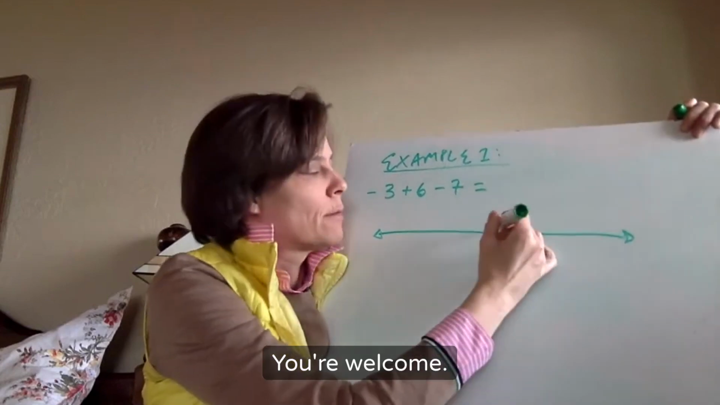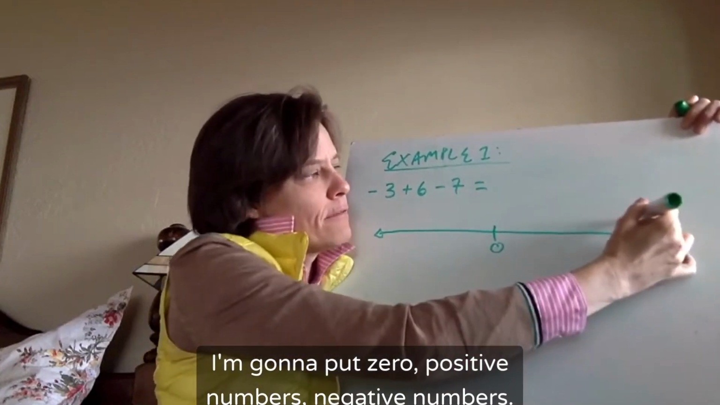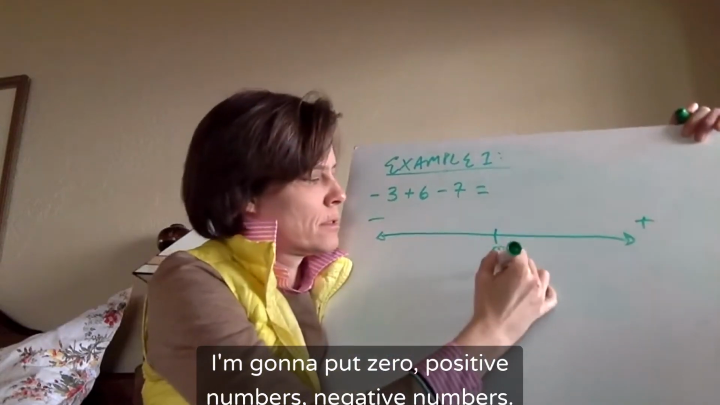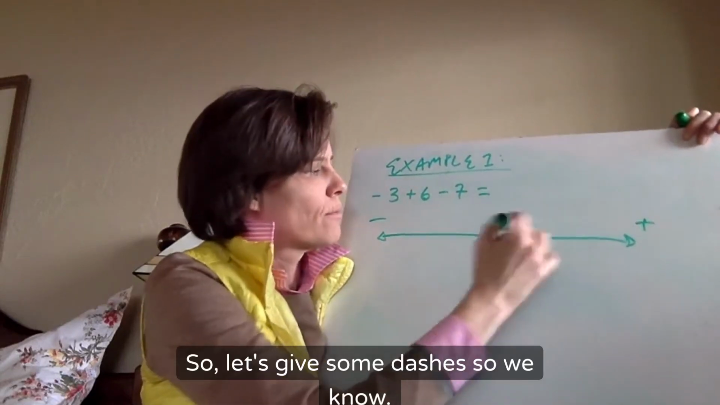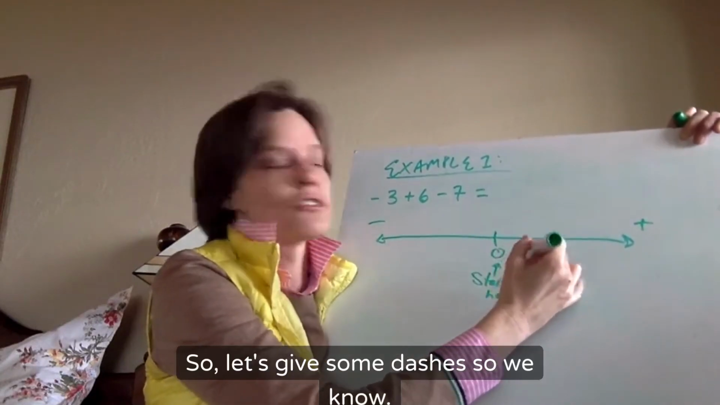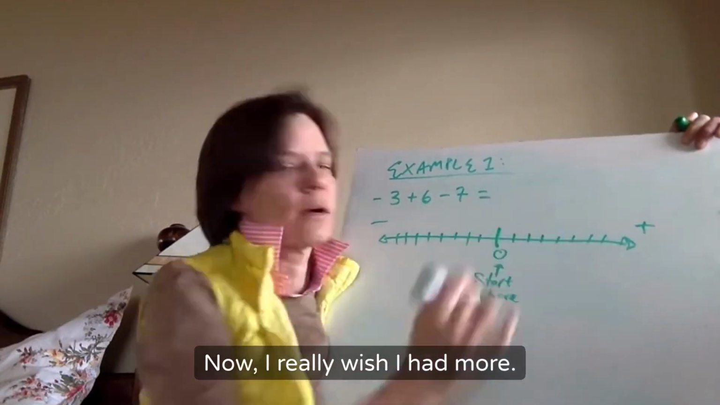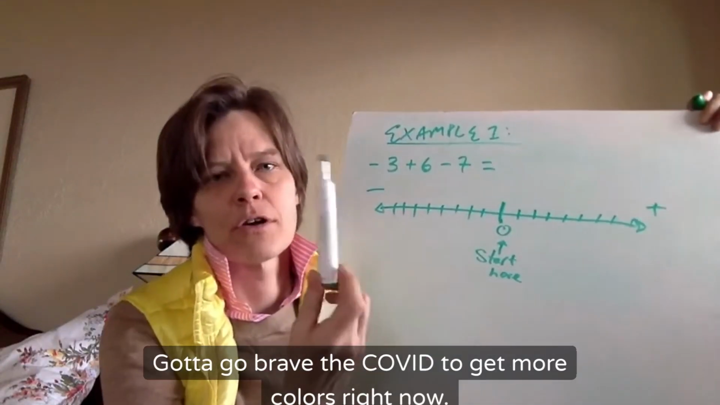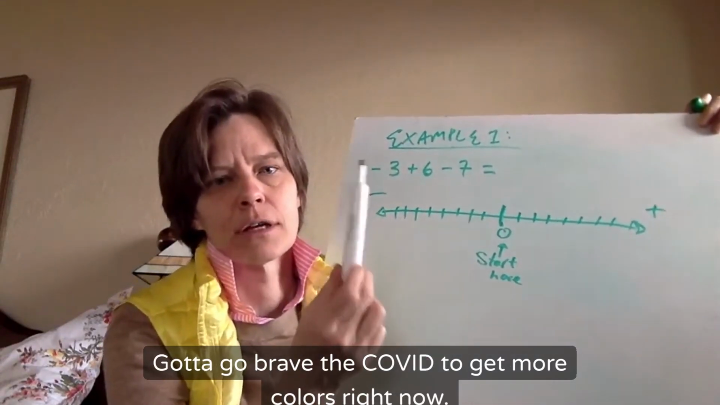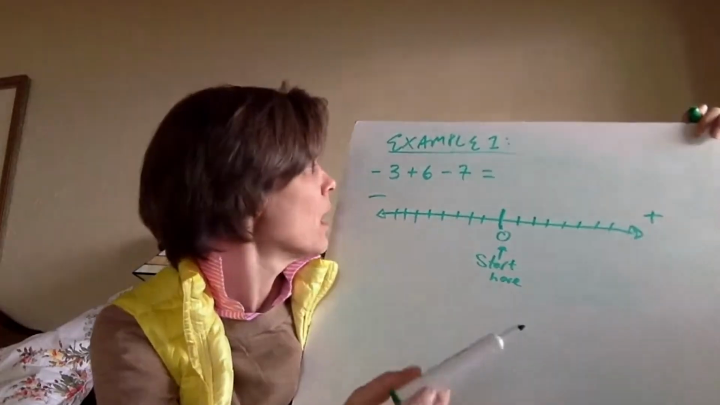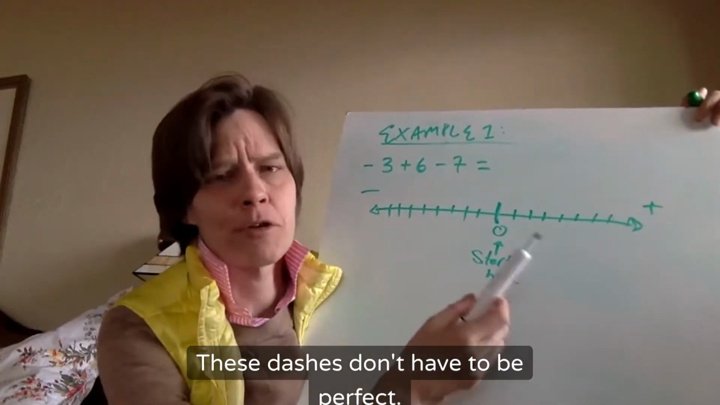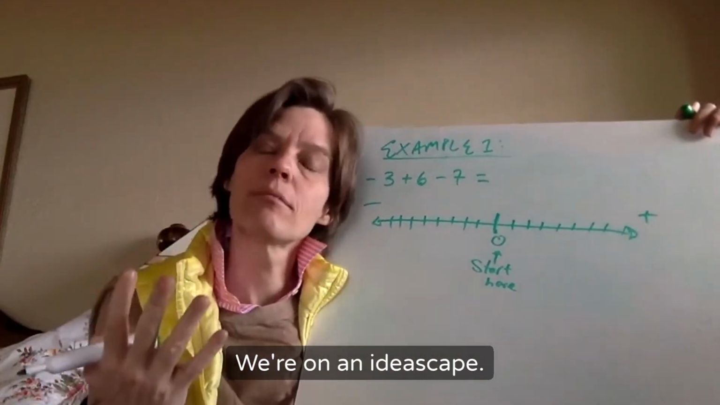You're welcome. I'm going to put 0, positive numbers, negative numbers. Start here. So, let's give some dashes so we know. Now, I really wish I had more colors. Gotta go brave the COVID to get more colors right now. So, these dashes don't have to be perfect. We're on an ideascape. Okay?